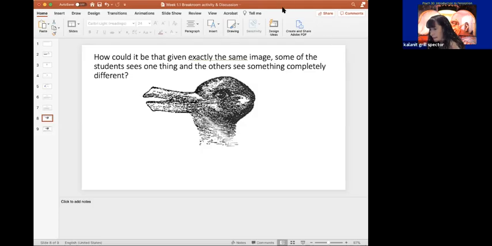So this is another trick question. It's a trick question because it's called an ambiguous image. And the reason it's called an ambiguous image is that it has multiple interpretations. So the question I have is, how could it be that given exactly the same image, so this is one image, everybody saw exactly the same image, some of the students have seen one thing, which is a duck, and the other students have seen something completely different, which is a rabbit. So the stimulus hasn't changed, but people's percepts are vastly different. So maybe somebody has an insight and can tell me why they think this is happening.